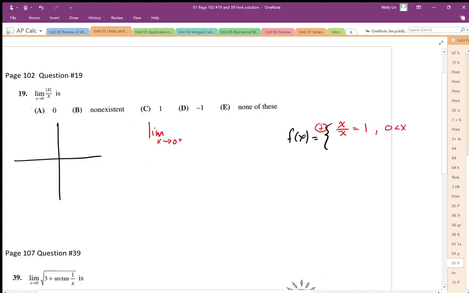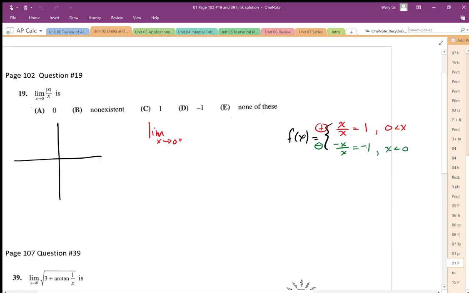And then we have to analyze this for when x is negative. If x is negative, the numerator absolute value will change to its opposite sign, so it's going to become negative x over x. So if x is negative, we need to change it to positive with that extra negative there, and that simplifies to negative 1. And this happens when x is less than 0.